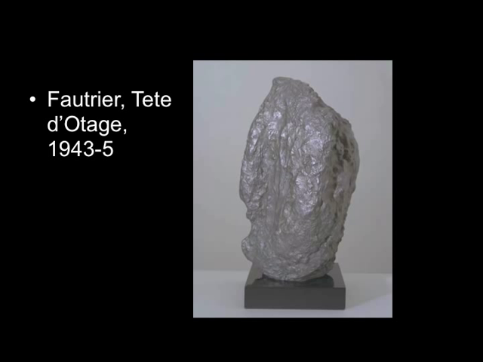Another artist who gets lumped into this category of art informel, art without form, is a man named Henri Michaux. And this is one of his, slightly later than some of the works we've looked at, a painting called Chinese Ink Drawing, from the early 60s. This is a painting by a painter who has very similar concerns to the abstract expressionists, although he goes through a slightly different process to get there.